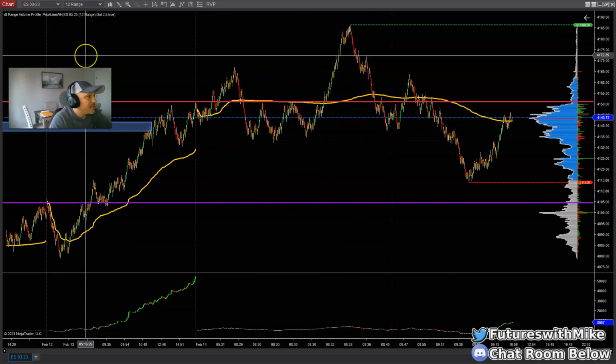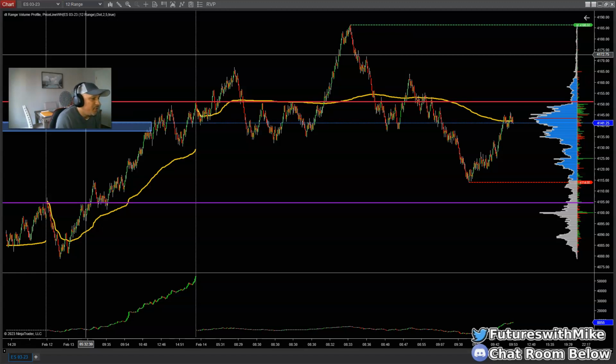This is a lower time frame chart here, my 12 range. Yes, I trade range based or range style charts over tick volume or minute based charts, whatever the case is. But whatever works for you, like I always say, stick with it and trade it. I trade supply and demand. That's the style of trading that I trade around, and it's basically me marking off zones. And I trade from a naked chart pretty much.